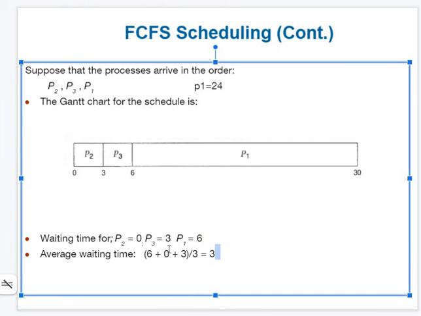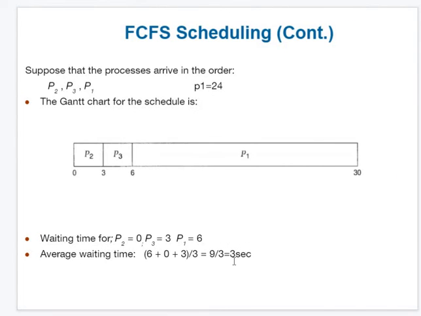So what's the average waiting time? How to calculate? All waiting times added, divided by the number of processes. 6 plus 0 plus 3, or 0 plus 3 plus 6, you can do it either way. So finally 9 divided by 3, which gives 3 seconds of time. Earlier what was the average waiting time? 17. Now that has been reduced to almost 1/6th, that is 3 seconds. Is it clear now?